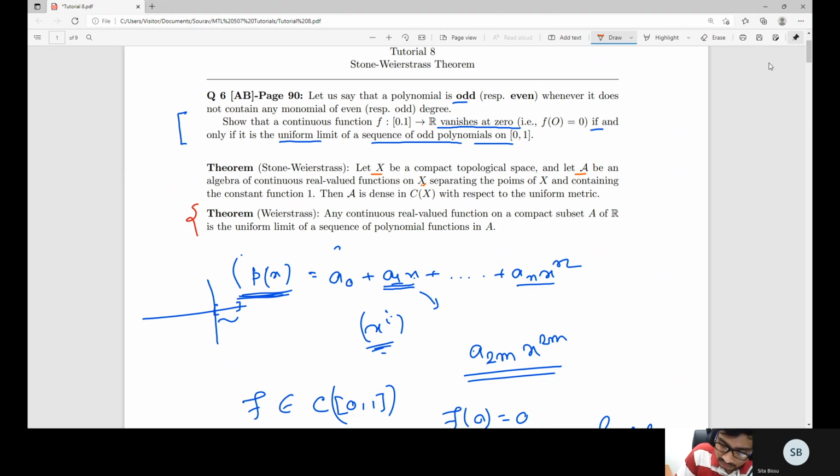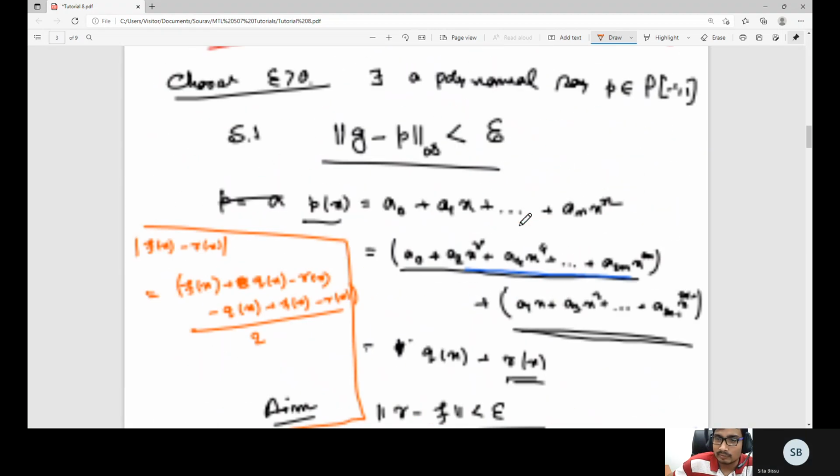So first of all, this is an algebra of continuous functions. This separates the points of X, and this collection contains the constant function, means one belongs to script A. Fine. Then Stone-Weierstrass theorem tells us that this collection will be dense in C(X). Fine. And this denseness happens with respect to the uniform metric. Now you come to this problem.